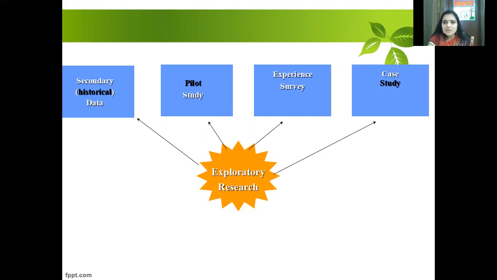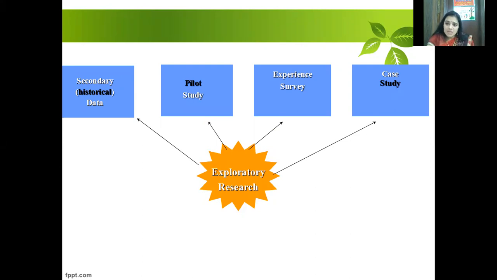Pilot study means you will be selecting a group of people and you will experiment on them, whether whatever you think is actually right or not. For example, you know that you are going to launch a product in a country. You can pick up a city, or you can pick up a small sector where you can launch your product at first, and then decide to launch that product in the whole country, right? That is called pilot study.